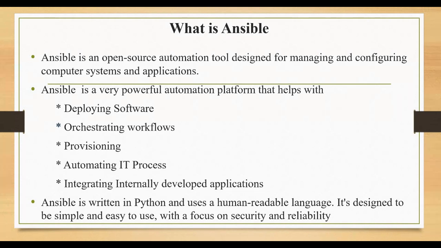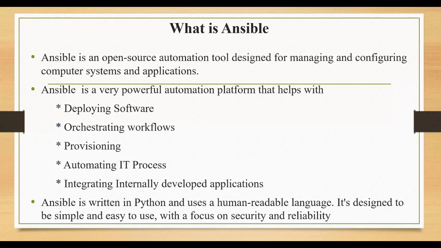So we will read: Ansible is an open source automation tool designed for managing and configuring computer systems and applications, and is a very powerful automation platform that helps with deploying software, provisioning, automating IT processes, and integrating internally developed applications. Ansible is also written in Python and uses a human readable language. It is designed to be simple and easy to use with a focus on security and reliability.